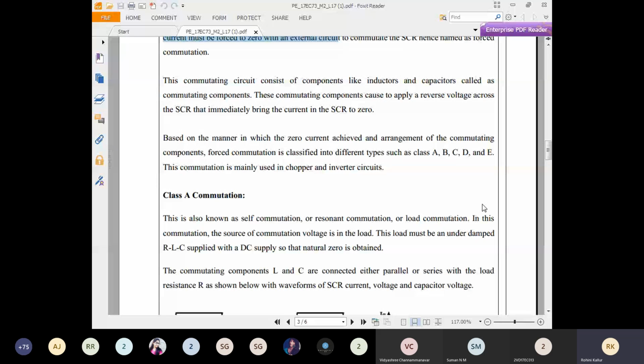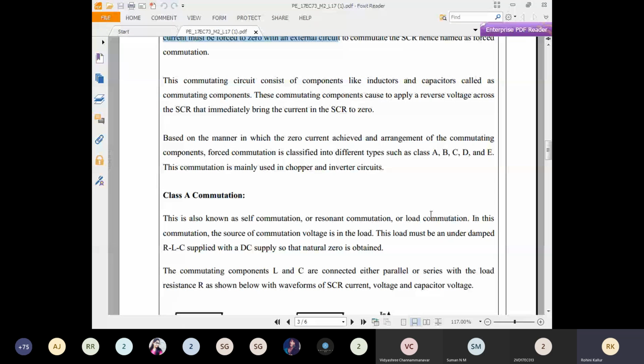These commutation circuits are mainly used in chopper and inverter circuits because I want the device SCR to be operated as a switch. When I want it to be operated as a switch, I should be able to easily turn it on as well as turn it off. To turn it on, I supply the gate voltage and gate current and the device will be on. But whenever I want it turned off, I will use these class A to class F circuits so that the device is easily turned off. Is it okay?